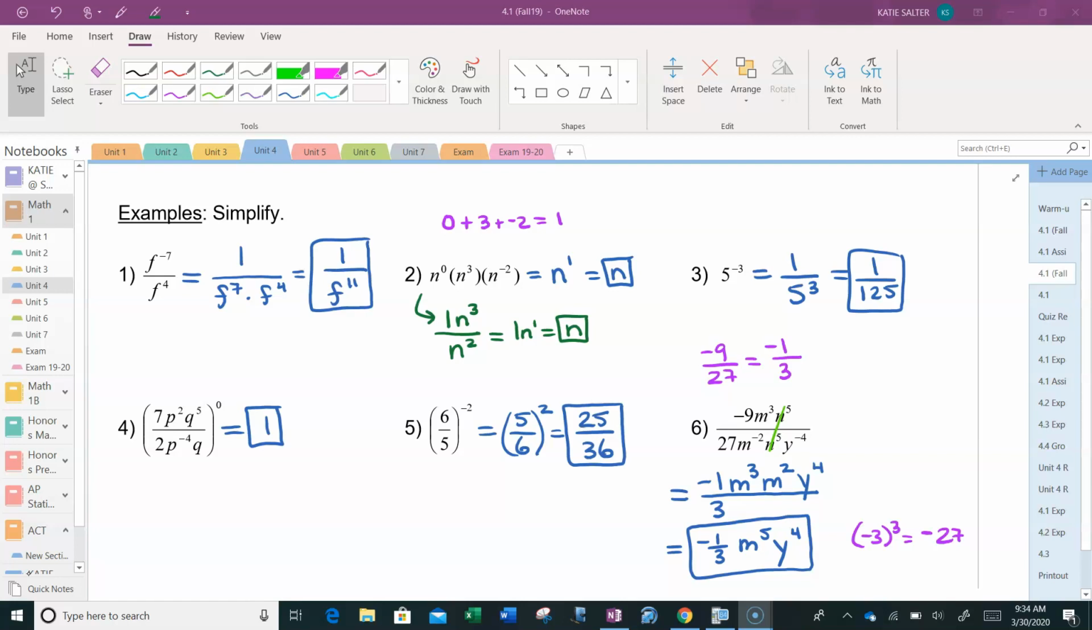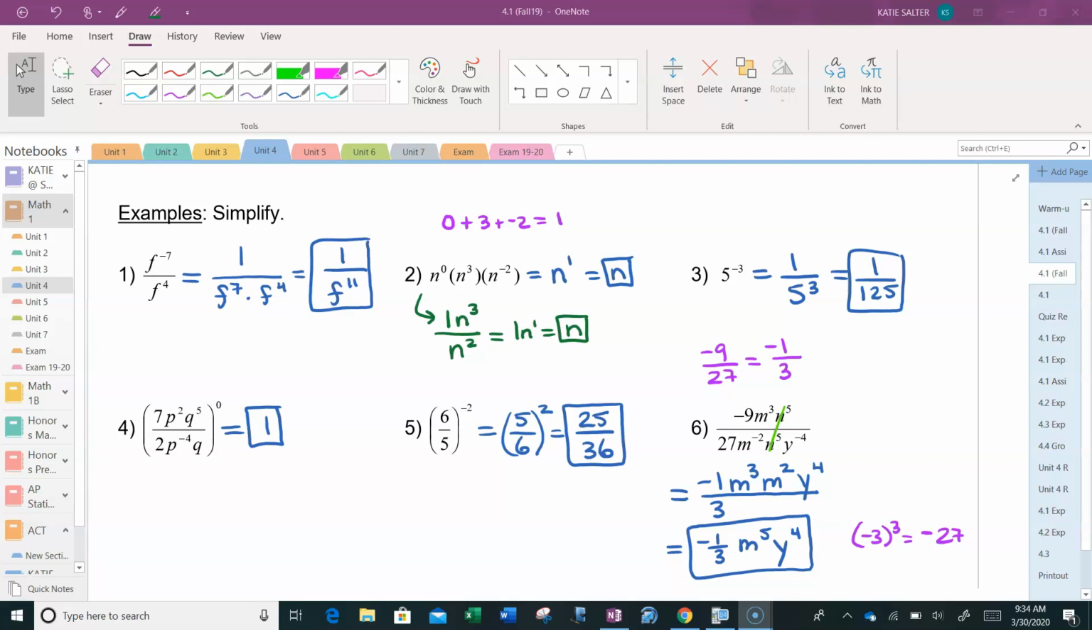For the second one, there's a couple of different ways to do it. But ultimately, guys, you're really just multiplying like bases. So if all we're doing is multiplying like bases, we can just add those exponents. 0 plus 3 plus -2 is 1. So then that would just be n to the 1st, which is ultimately n.